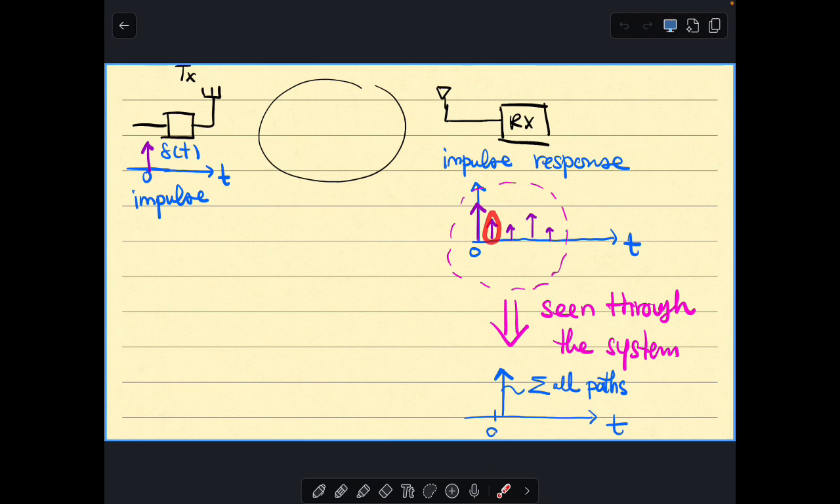The second impulse, there's a little bit of delay. The third, there's more delay. So different paths have different delays. And you see that the impulses have different amplitudes because of the different path loss.